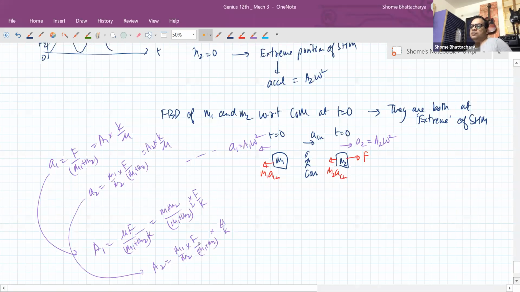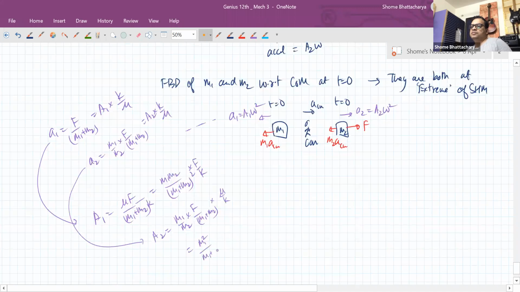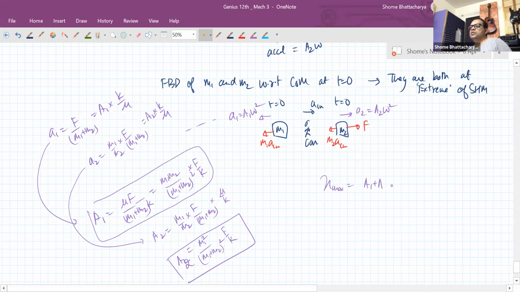So this will become how much? This will become m1 square upon m1 plus m2 whole square f by k. Okay, this will be my A2, whereas my A1 was this much. So the maximum compression of the spring is A1 plus A2. So let's work that out now.